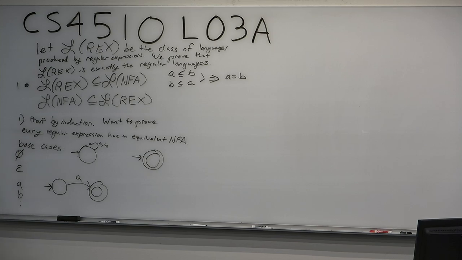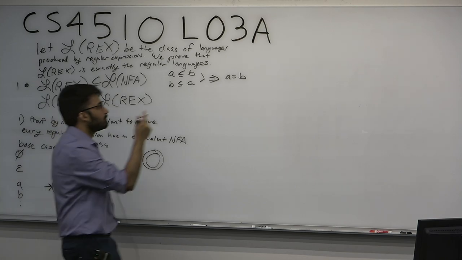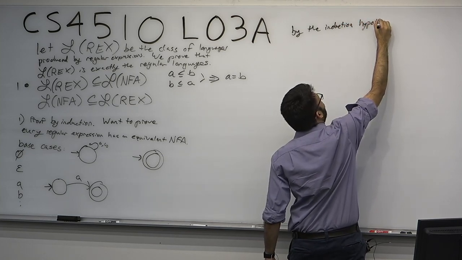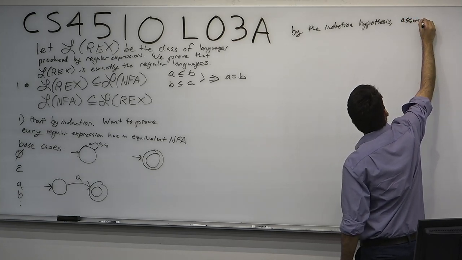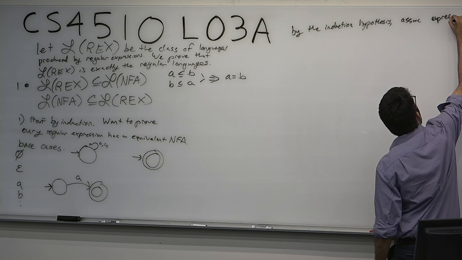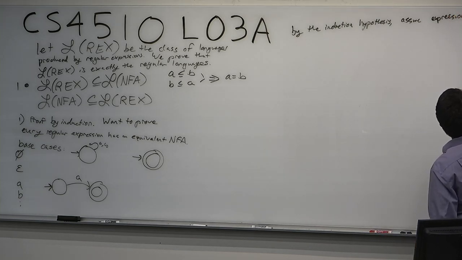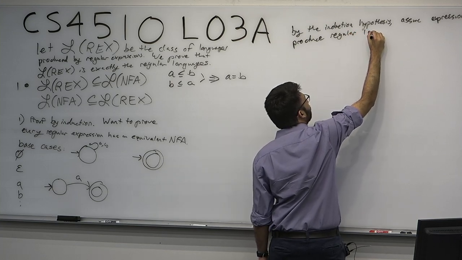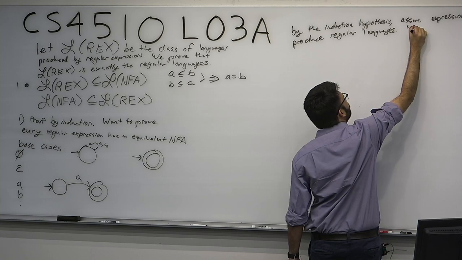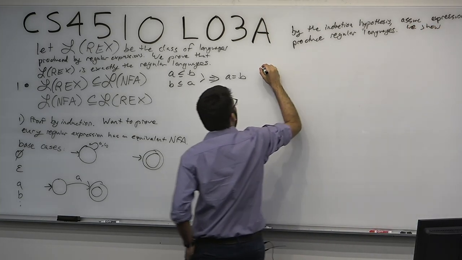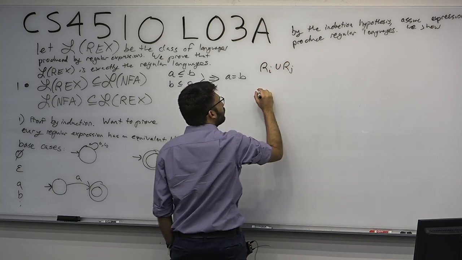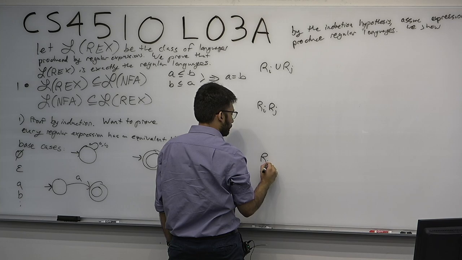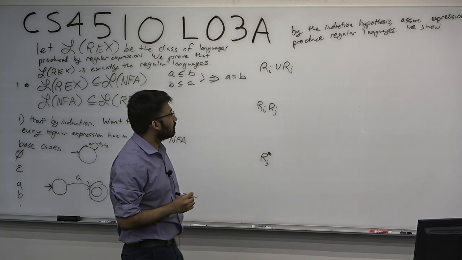We get to assume, by the induction hypothesis, that expressions R_i and R_j produce regular languages. We want to show that R_i union R_j, R_i R_j, and R_i star are regular. These three are regular.